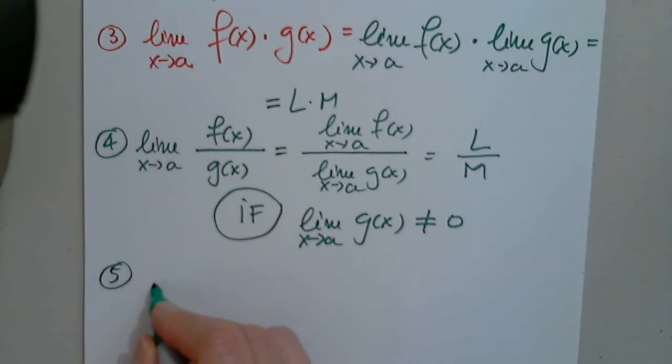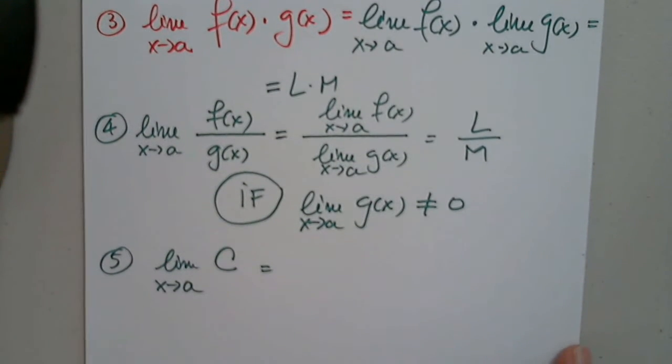Number 5, the limit of a constant as x approaches a. What do you think? Wild guess.